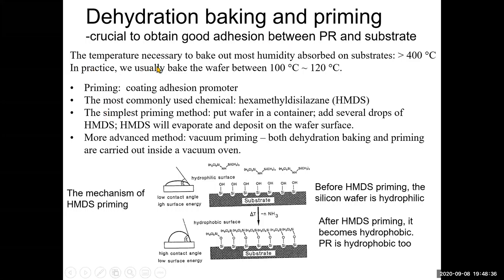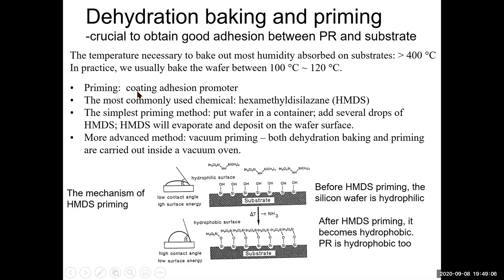But the temperature necessary to bake out most humidity absorbed on the substrate is actually fairly high, which needs to be greater than 400 degrees C. But in practice, we usually bake the wafer between 100 degrees C and 120 degrees C. And it turns out this is good enough. And the priming.